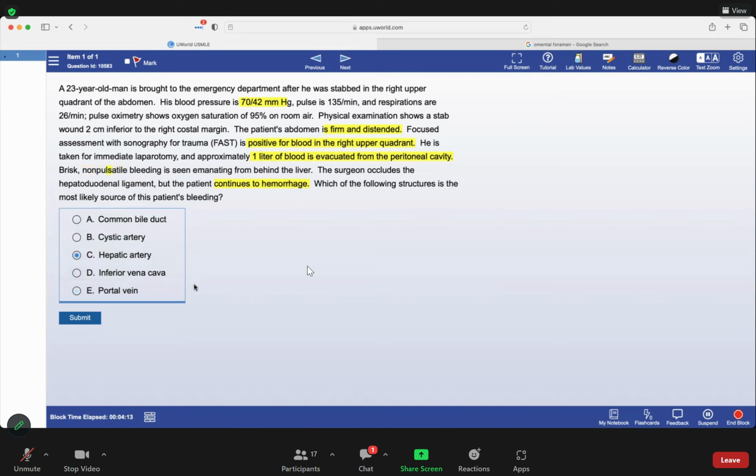You see, there are 3 concepts you could learn in this question. It's not only the Pringle maneuver, but also how to differentiate the hepatic artery from the portal vein. Is everybody clear, folks? All right, so that's that question.